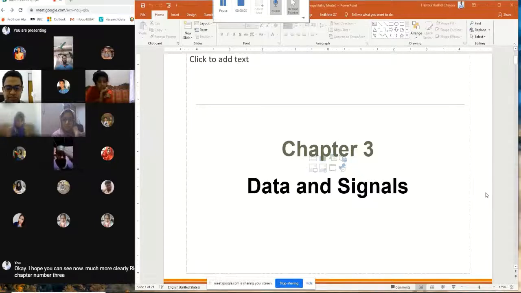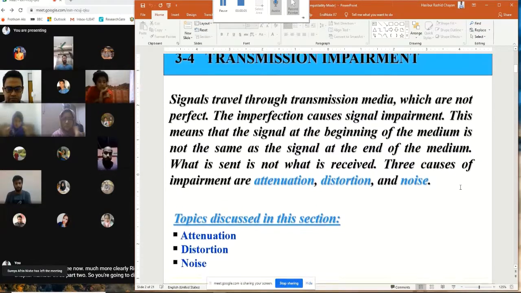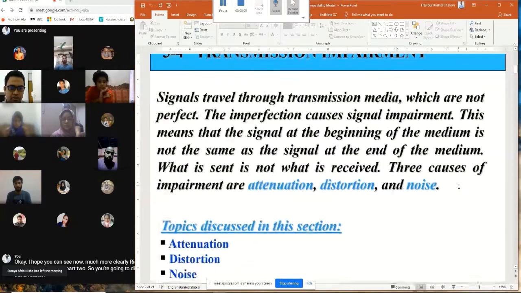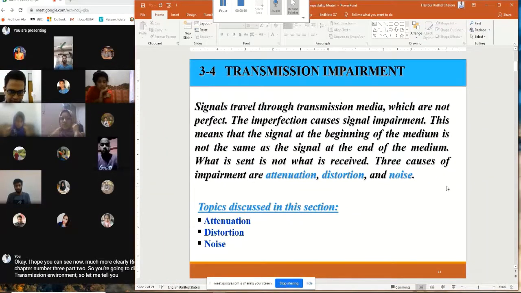So we are going to discuss today about transmission impairment. So let me tell you what transmission impairment is.